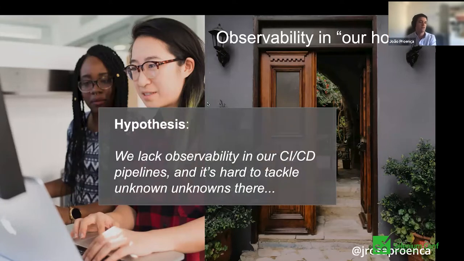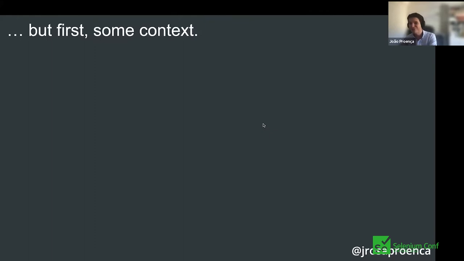And the hypothesis here was that we lacked observability in our CI/CD pipelines. And it's hard to tackle unknown unknowns there. And when we're talking about not just the pipelines themselves, but the automated tests that we are running in those pipelines, whenever an automated test failed, we felt that understanding why that automated test failed was really hard just by looking at the data that we had at hand. But this was just a hypothesis of ours that we couldn't quite prove, or we didn't have a good example to showcase to everyone. Until one day, a story happened.